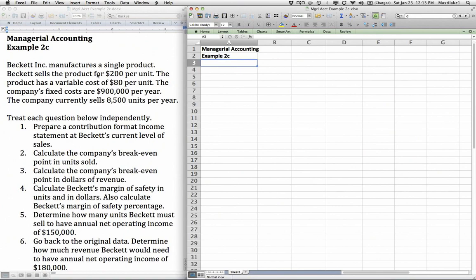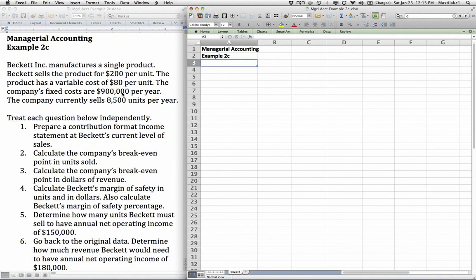So the facts are given. We manufacture a single product and we sell the product for $200 per unit. The variable cost is $80 per unit. Now that would include the variable cost of manufacturing and any non-manufacturing variable costs such as sales commissions or shipping, things like that. The company's fixed costs are $900,000 per year.